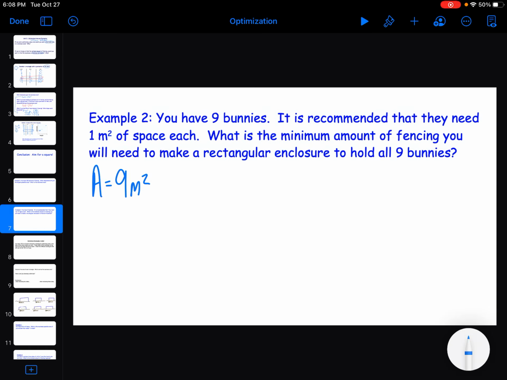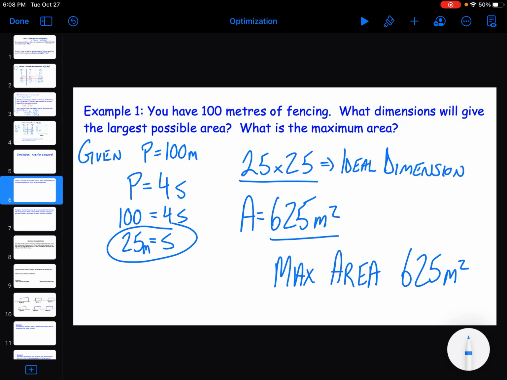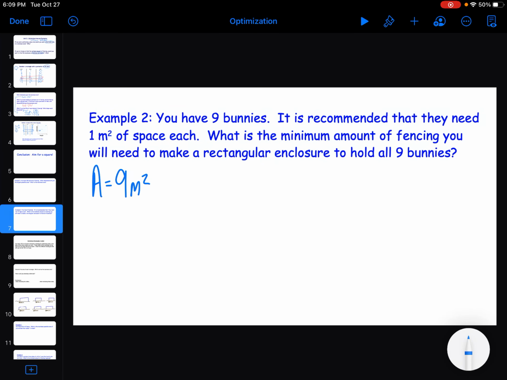We've got 9 bunnies. If we go back to the last question, we just squared 25 to find our area. Well, to find the ideal dimensions, we're going to have to take our area, which is equal to our 2 sides squared. So then our sides are actually going to be the square root of our area.